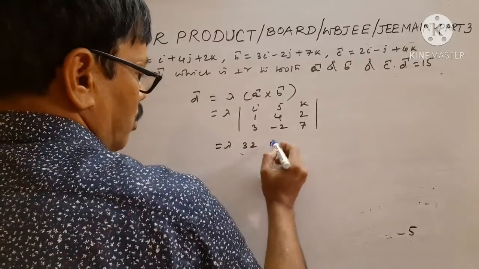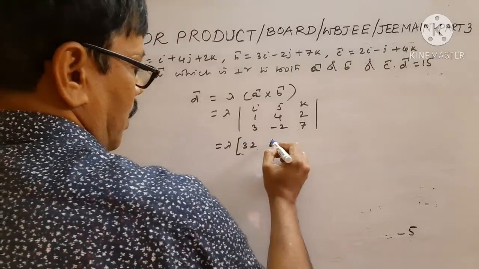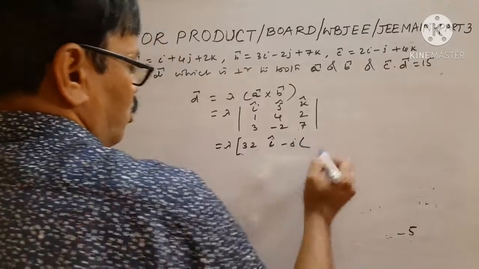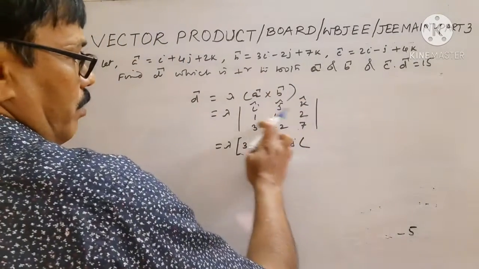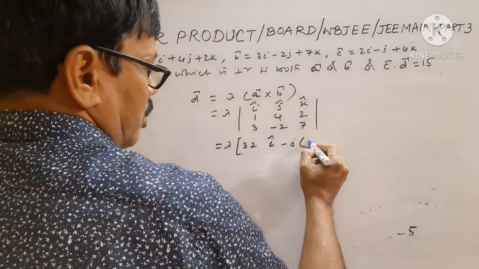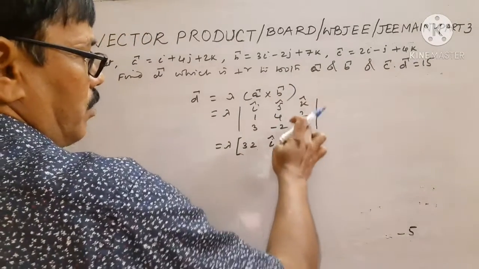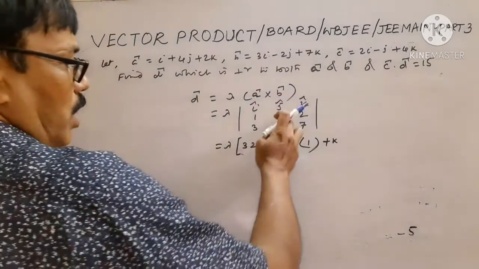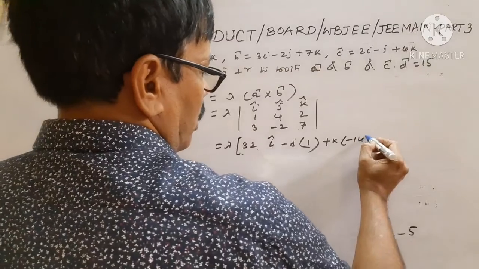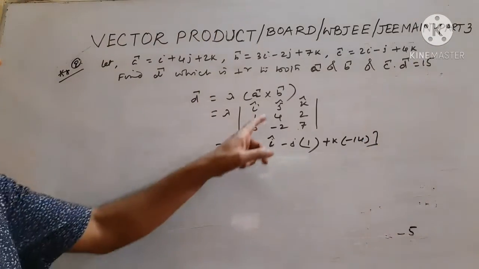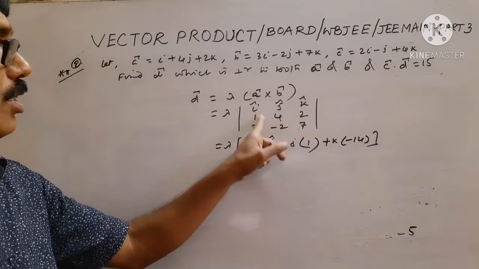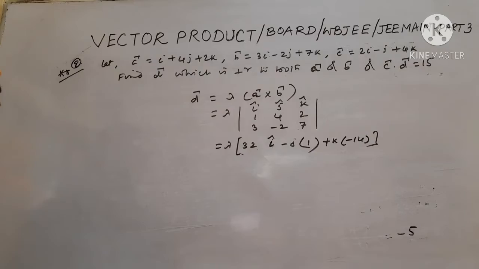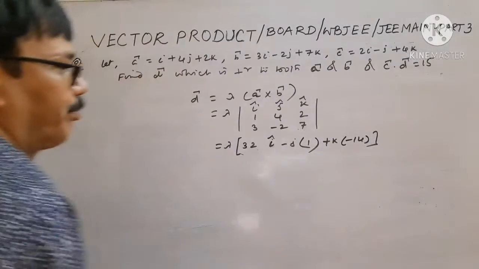Lambda into 32 I cap, minus j into 7 minus 6, so this is 1, plus k into minus 2 minus 12, so this is minus 14. So we are getting D.